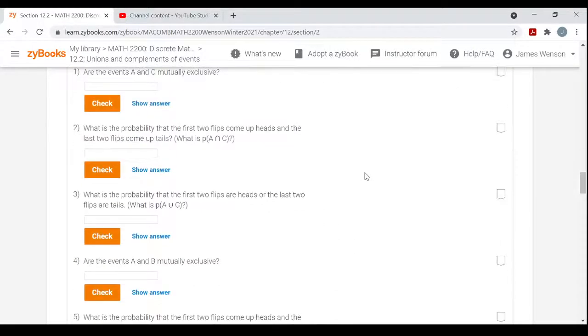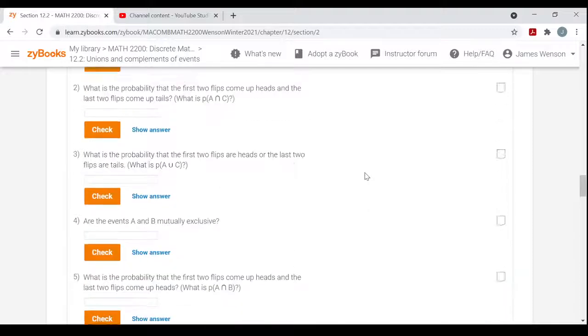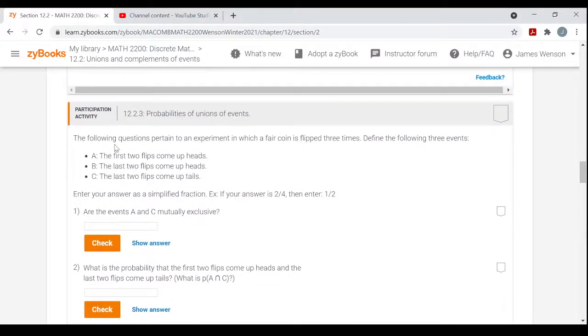All right, so let's do an activity on our own where we have to do this ourselves. The following questions pertain to an experiment in which a fair coin is flipped 3 times. We're asked to define the following 3 events. A is the first 2 flips come up heads. B is the last 2 flips come up heads. And C is the last 2 flips come up tails. Enter your answer as a simplified fraction.